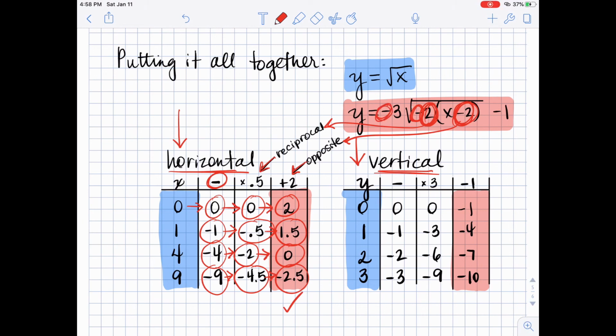Then we go over to the vertical side. On the outside of the function, we have a negative. So we take all the y values and make them negative or opposite. Then we take the 3 and we multiply all those y values by 3. 0 times 3 is 0, -1 times 3 is -3, and so on. Then we take the -1 at the end, and we subtract 1 from each of our previous y values. We've completed our vertical changes, and now our new y values are in the red column. So we're going to put them together, the two red columns for our x values and our y values, and we're going to graph them from there.